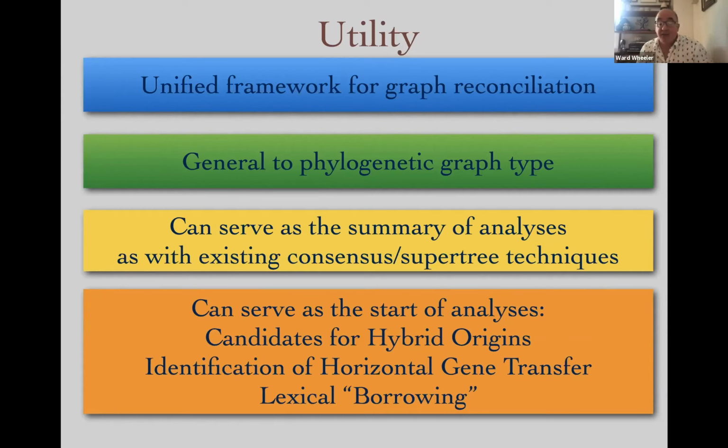These are candidates for hybrid origins or identification of horizontal gene transfer and gene tree, species tree kinds of analysis, or even lexical borrowing in linguistic data where words may come from different languages. English, for instance, has over 50% of its words come from other languages. So if you want to trace that sort of thing.